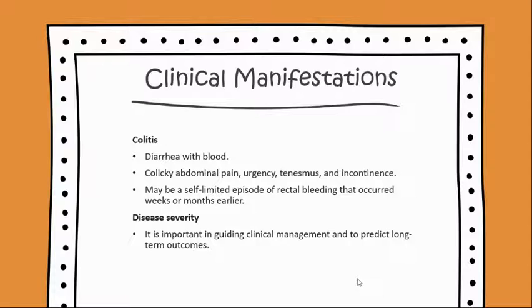The clinical manifestations: colitis, diarrhea with blood, colicky abdominal pain, urgency, tenesmus, and incontinence. It may be a self limited episode of rectal bleeding that occurs weeks or months earlier. Disease severity is important in guiding clinical management and to predict long term outcomes.